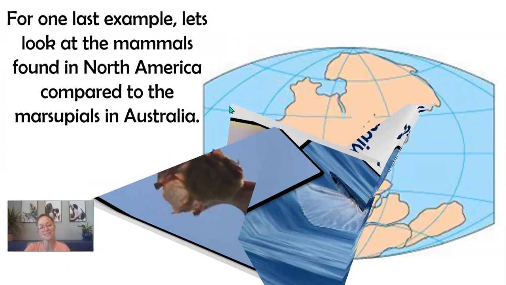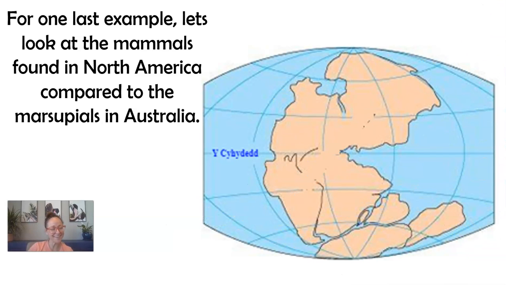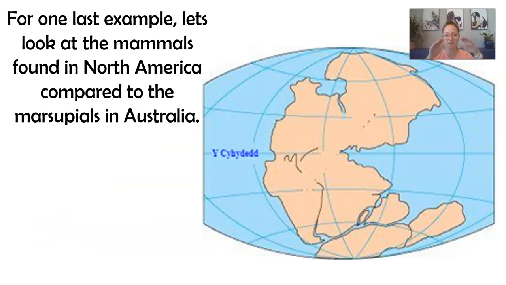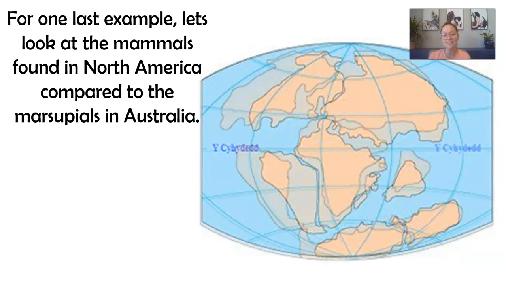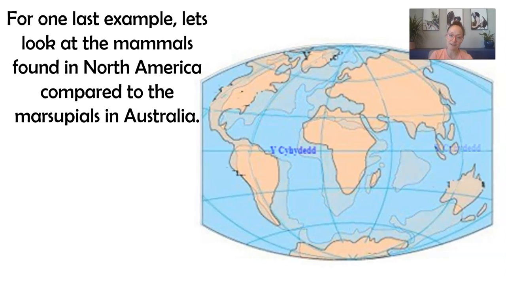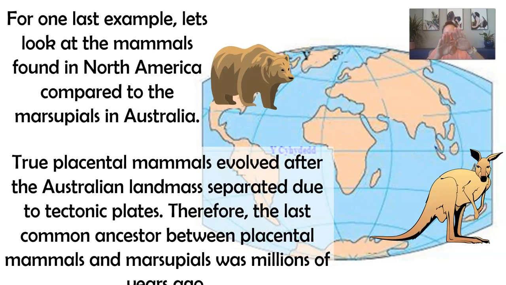Okay, so this is my last example. Let's talk about millions of years ago when our land masses on planet Earth were connected, right? And over time, due to tectonic plates, we have the movement of our land masses over millions of years. So if we look at North America and Australia, Australia broke off of the rest of the landmass before true placental mammals evolved.